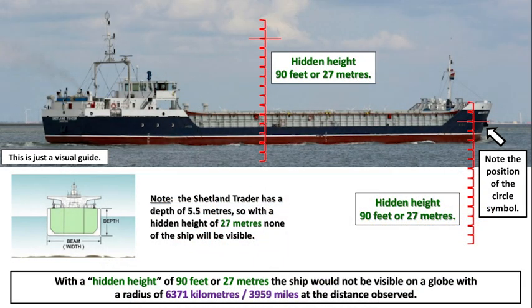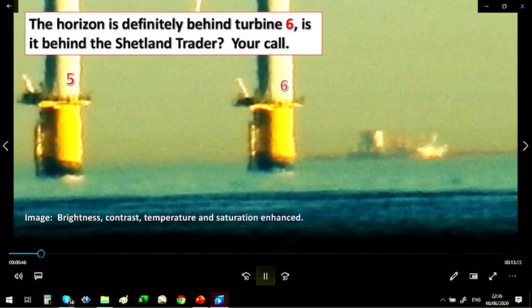With a hidden height of 90 feet or 27 meters, the ship would not be visible on a globe with a radius of 6,371 kilometers, 3,959 miles at the distance observed. The horizon is definitely behind turbine 6. Is it behind the Shetland Trader? Your call.